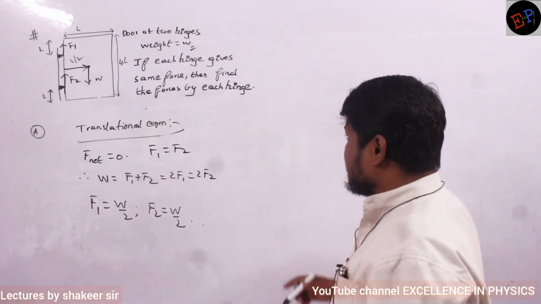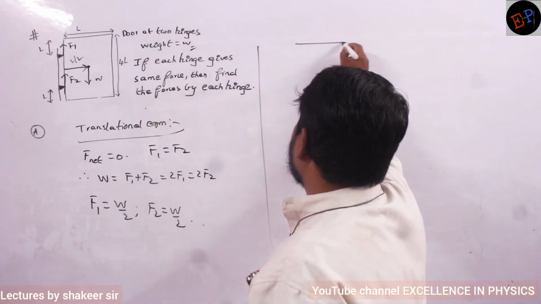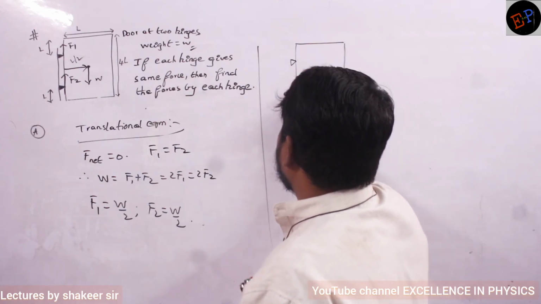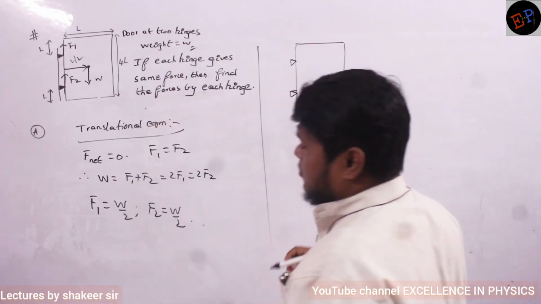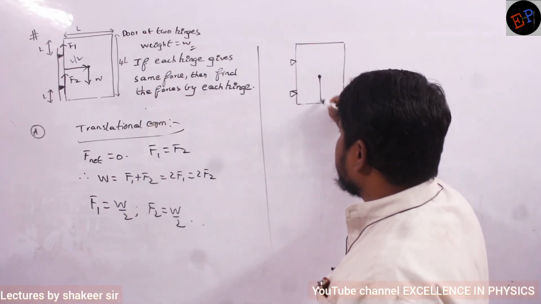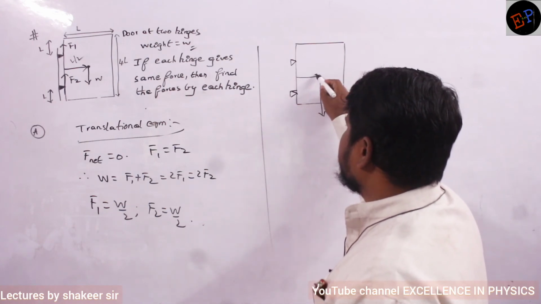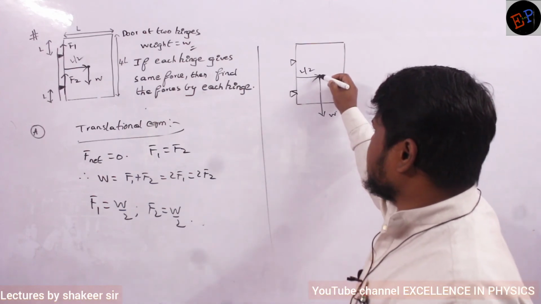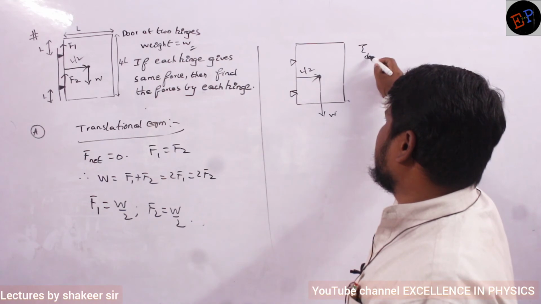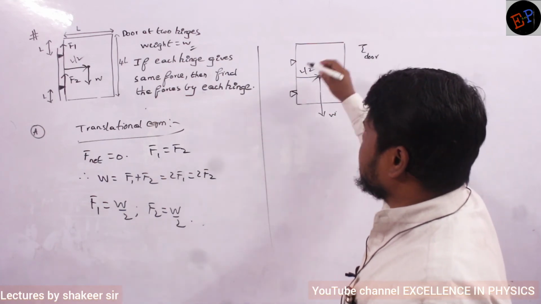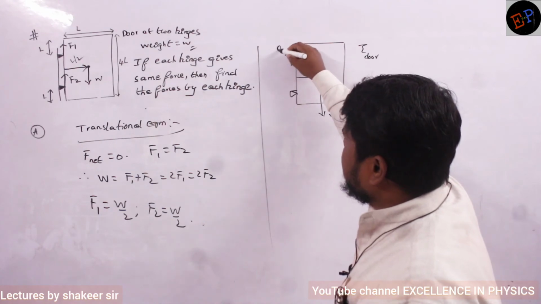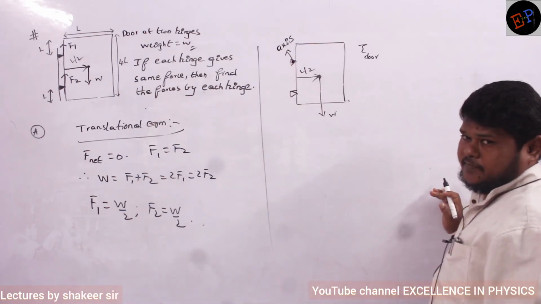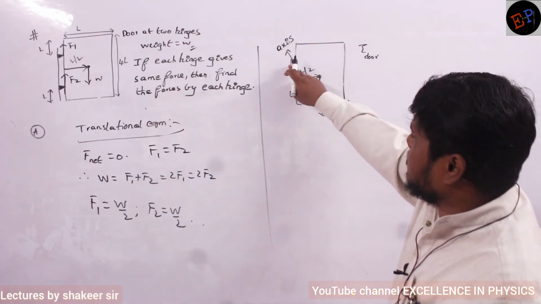Now let us do one thing. Let us draw the door once again. So this is the door. Here there is hinge number 1 and here there is hinge number 2. The weight of the door is acting somewhere here, and the perpendicular distance from the axis of rotation is L by 2. Which one shall I take to be my axis of rotation? First of all, let us take this one. So the torque about this axis is how much?